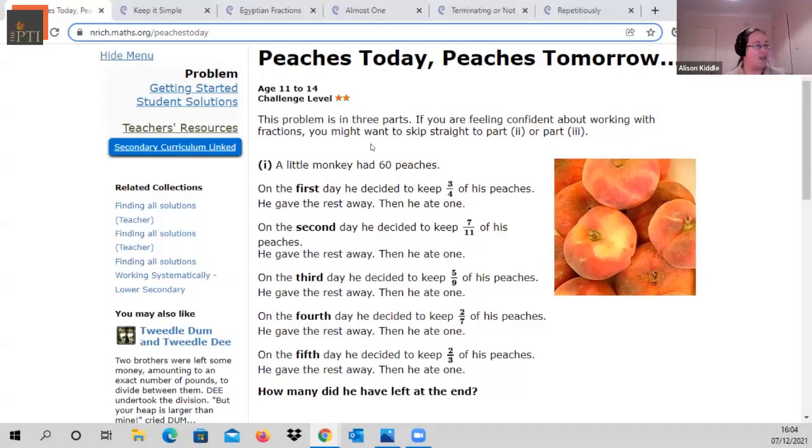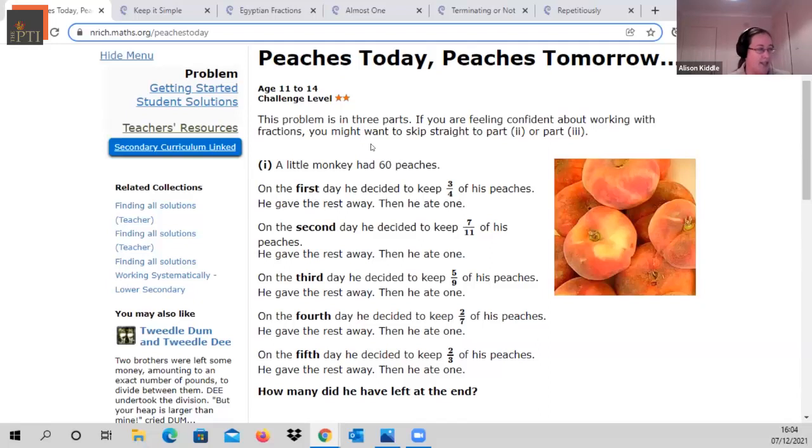So the first part of Peaches Today, Peaches Tomorrow then. We've got a little monkey who had 60 peaches. On the first day, he decided to keep 3/4 of his peaches. He gave the rest away, then he ate one. On the second day, he decided to keep 7/11 of his peaches. He gave the rest away, then he ate one.